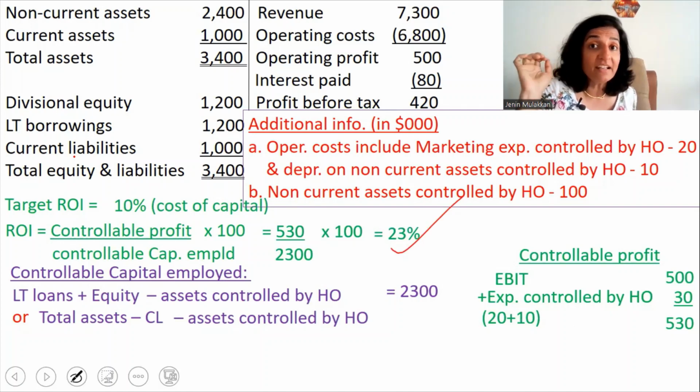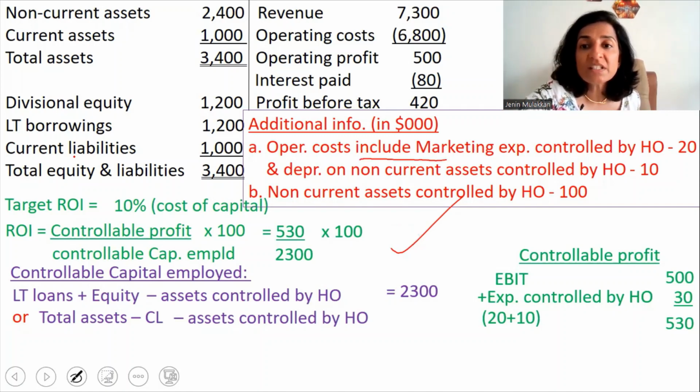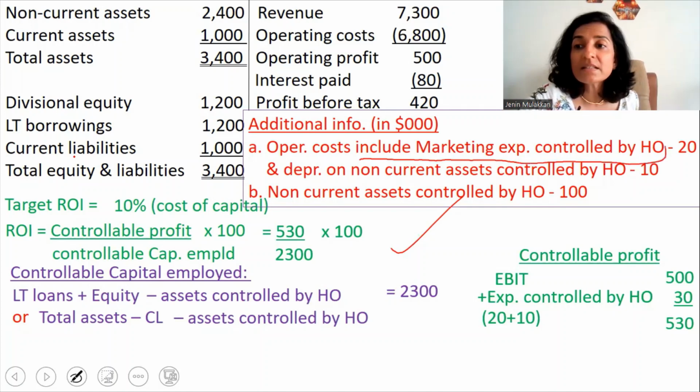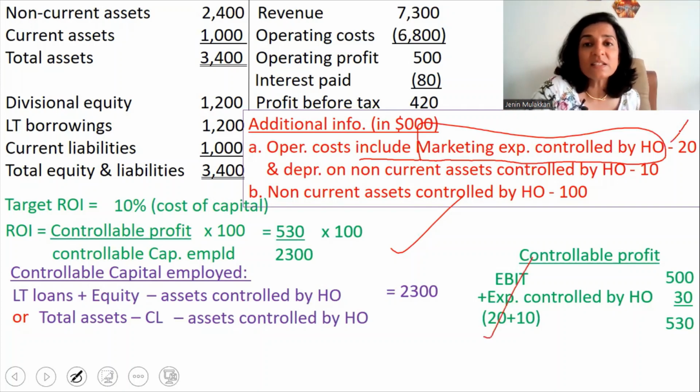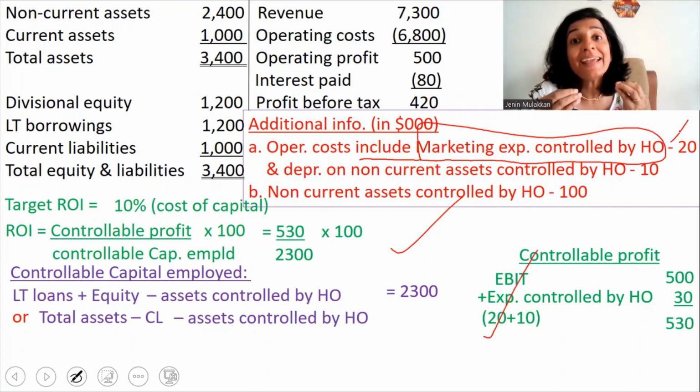Now, before doing the final evaluation, let me make a point clear. Just look at this additional information. Operating costs includes marketing expenses controlled by head office, 20. And what are we doing? We are adding back the expenses. That is, we are not penalizing the divisional manager for an expense which was not under his control. That is the logic behind adding back this 20.